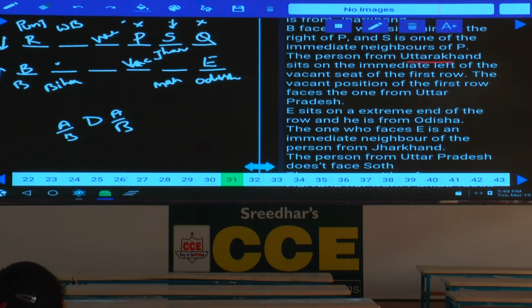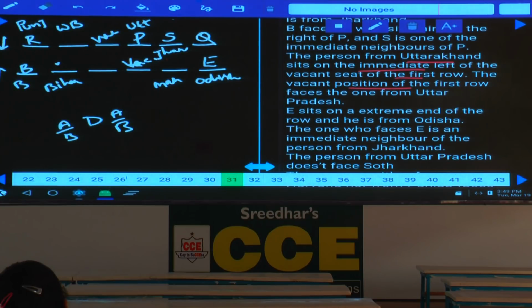The person from Uttarakhand sits on the immediate left of the vacant seat of the first row. Uttarakhand is to the immediate left of the vacant seat. Hence this person is from Uttarakhand. Tell me who is that person from Uttarakhand? P is from Uttarakhand. Next one.